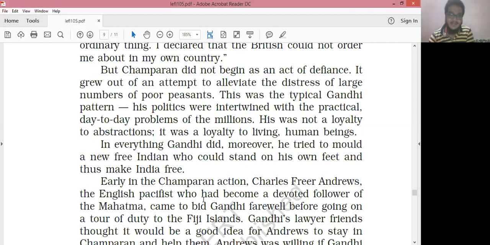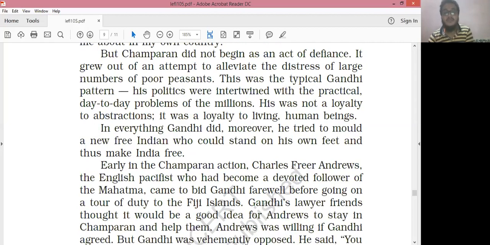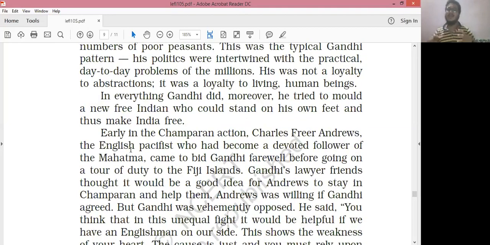In everything Gandhi did, moreover, he tried to mold a new free Indian who could stand on his own feet and thus make India free. So he molded people, united people together, so that they could stand on their feet for a free India.